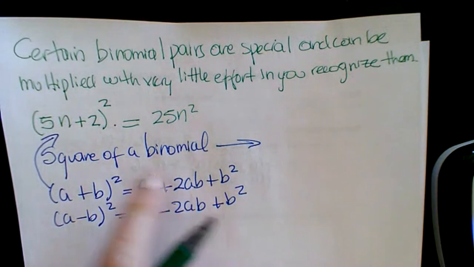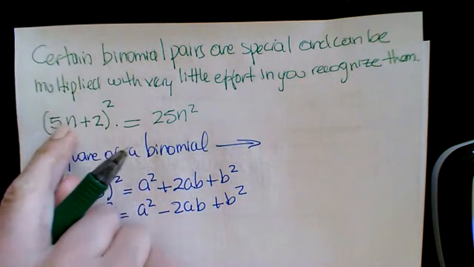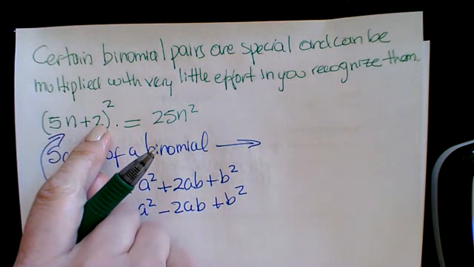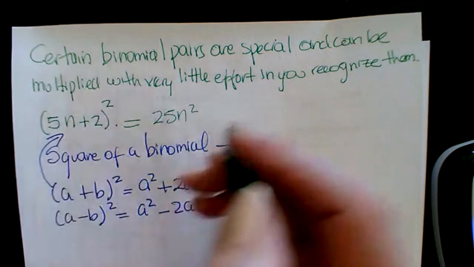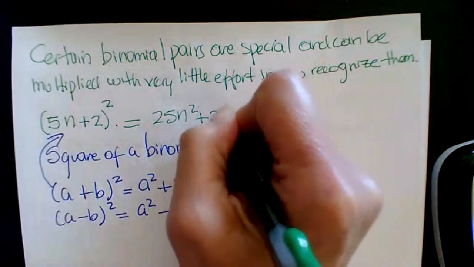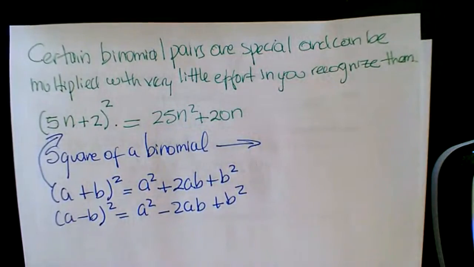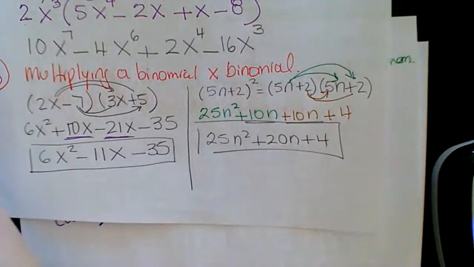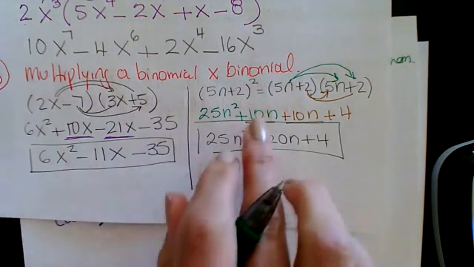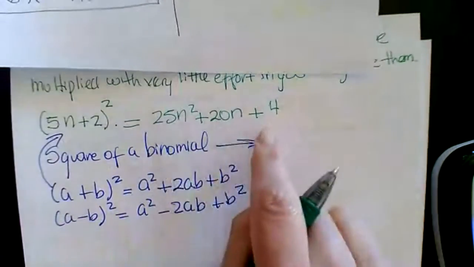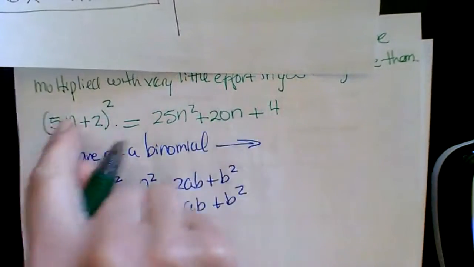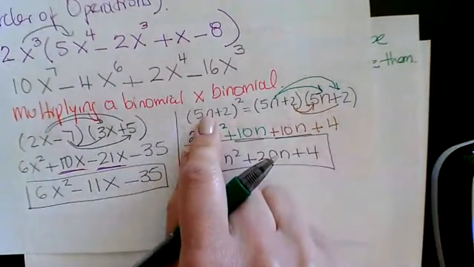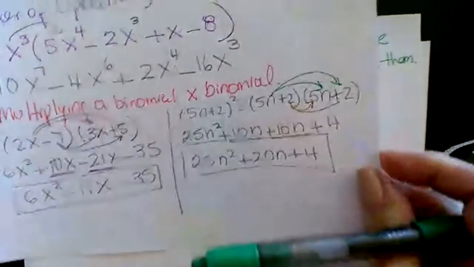The middle term is 2 times ab. So it's 5 times 2 is 10, times 2 is 20, so it would have been 20n, plus the last one squared, 2 times 2 is 4. And this is exactly what we got on this one. If you guys can see, this is what we got, but we did the whole distribution. We multiplied and we distributed the numbers.